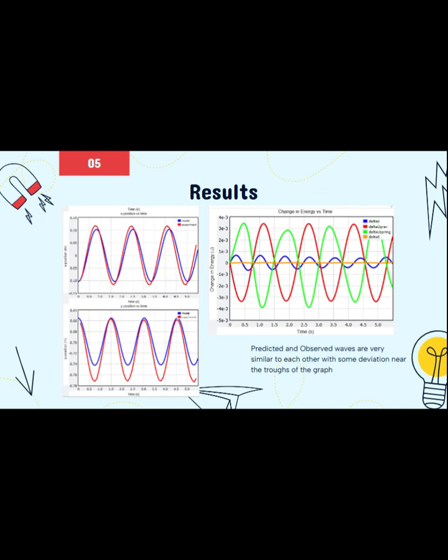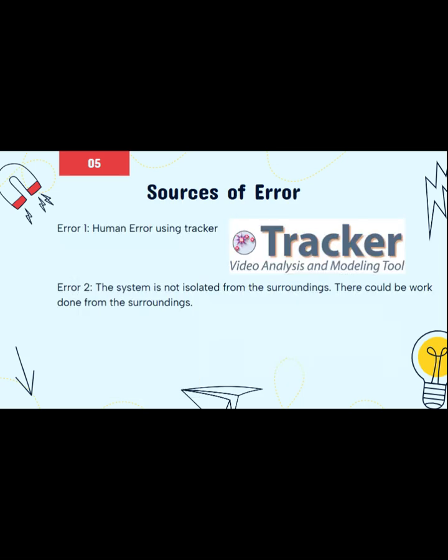So finally, we get our results, which show our predicted and observed waves as position versus time functions in the x and y direction, and they're very similar to each other with some deviation in the troughs of the graphs. We also have our change in energy versus time. And we can see that our total change in energy is just zero, even though there are all of these different changes in energies. So what are some of the sources of error?